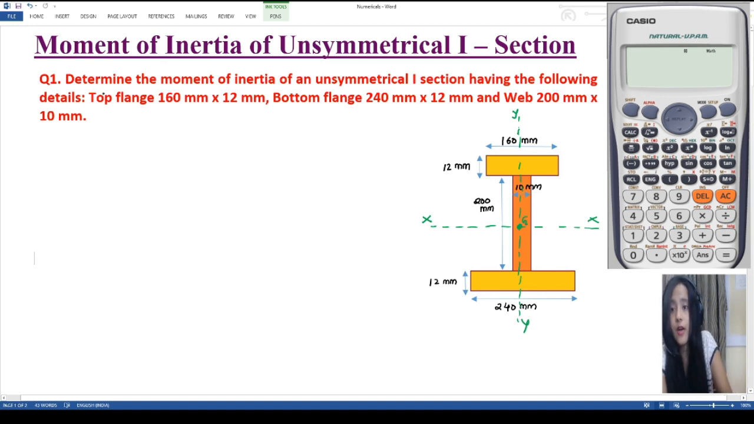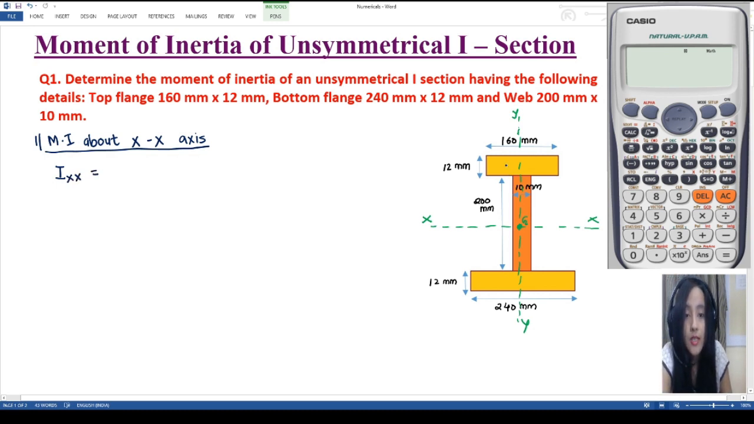First, they have asked us to determine the moment of inertia of an unsymmetrical I section. So we need to determine moment of inertia about both the axes. We will first find moment of inertia about the x axis, and second we will find moment of inertia about the y axis. Now how do we find moment of inertia about Ix?